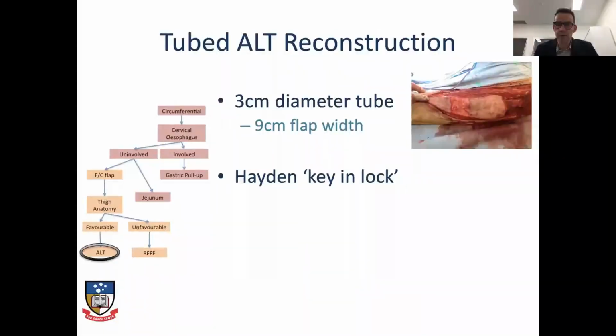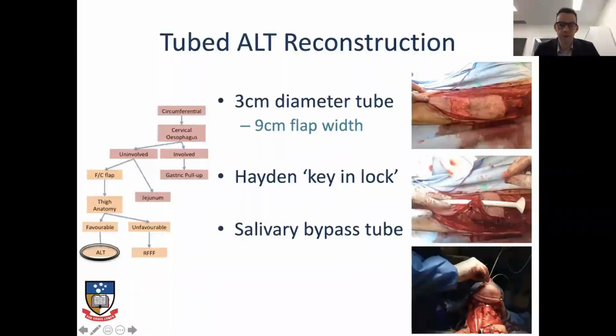So these are some photos from an ALT free flap that we did. I think actually Vidya was our fellow when we took these photos, but generally you need at least 9 centimeters of flap width. We use the Hedne key and lock method here, where an inferior dart at the bottom of the pharyngeal tube is created to be inset into the esophagus to break up the circular scar.